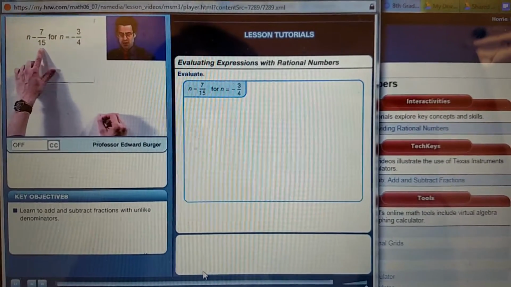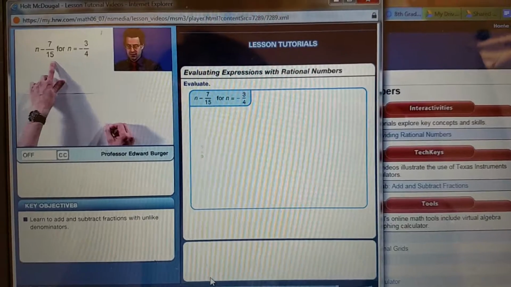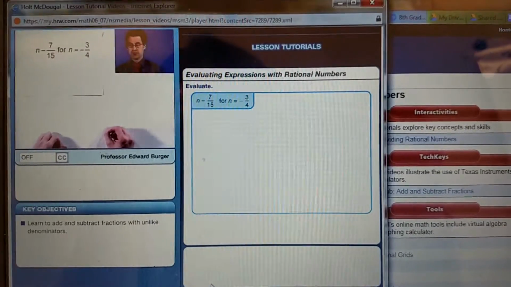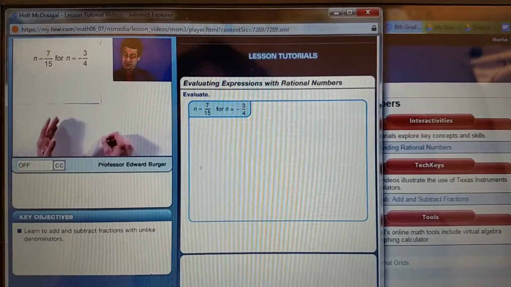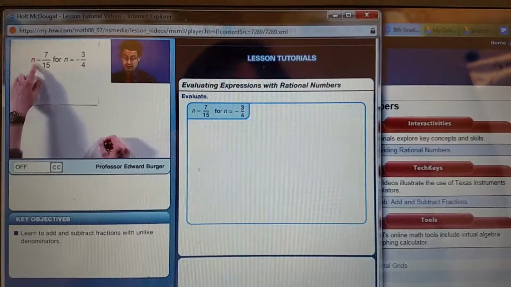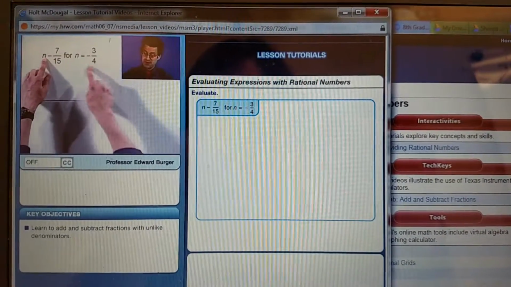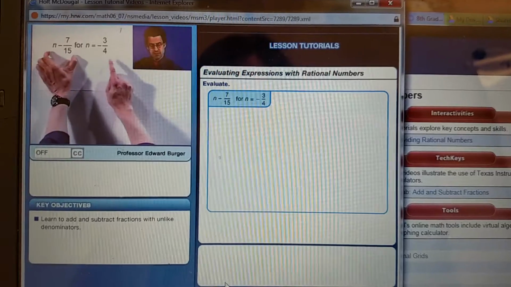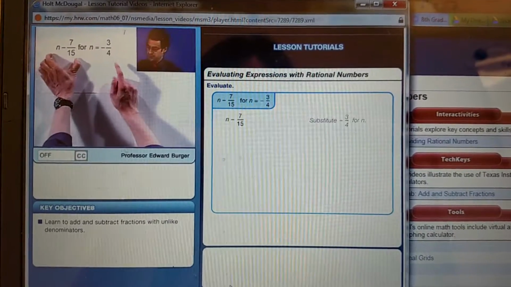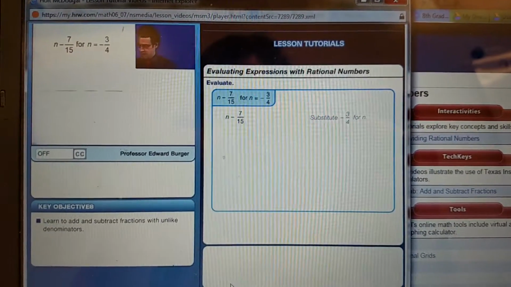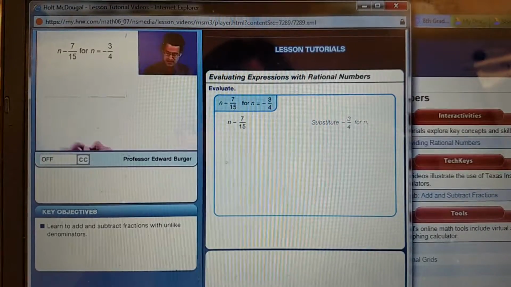Minus 7 over 15 for n equaling negative 3/4. So here what I want to do is take this variable and replace it by the number negative 3/4 and compute what that quantity equals. Okay, so this happens a lot in math. We have to substitute something in and then evaluate.